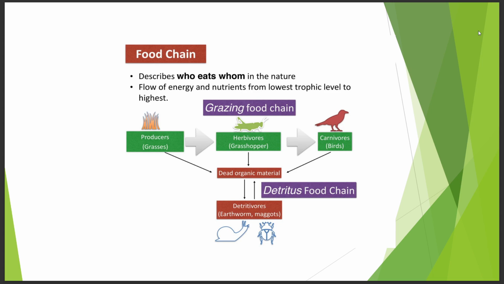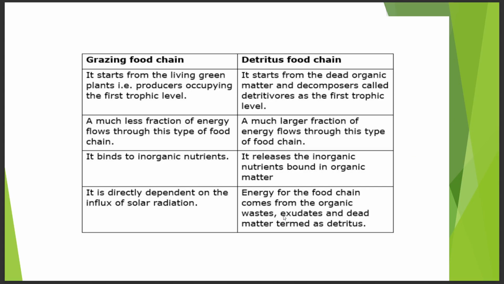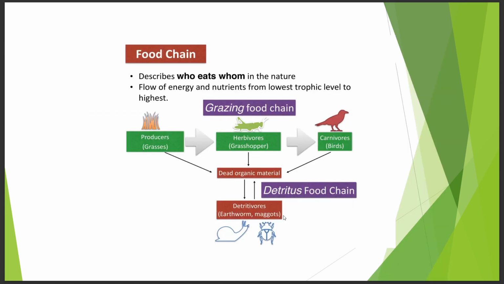Then the food chain, we discussed it, describes who eats whom in nature. So we have 2 types of food chains. One is the grazing food chain and another is the detritus food chain. Here you saw what detritus means: earthworm, maggot and all. The grazing food chain is found both in terrestrial and aquatic systems. The food chain starts from the living green plants, goes to grazing herbivores and on to carnivores. In an aquatic system, the phytoplankton act as the primary producer, which are eaten by the zooplankton, then by fish, then by large fish and all.